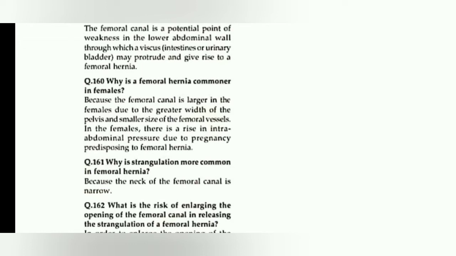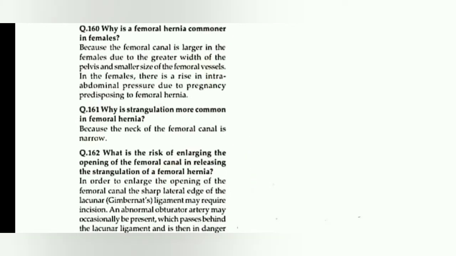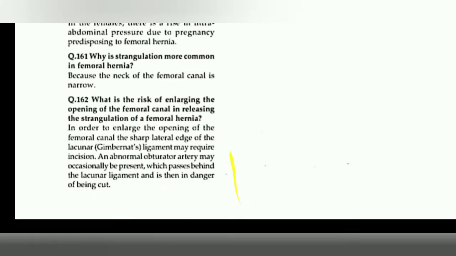Because the femoral canal is larger in females due to greater width of the pelvis and smaller size of the femoral vessels. And also in females, there is a rise in intra-abdominal pressure due to pregnancy, predisposing to femoral hernia. So why is strangulation more common in femoral hernia? Because the neck of the femoral canal is narrow.